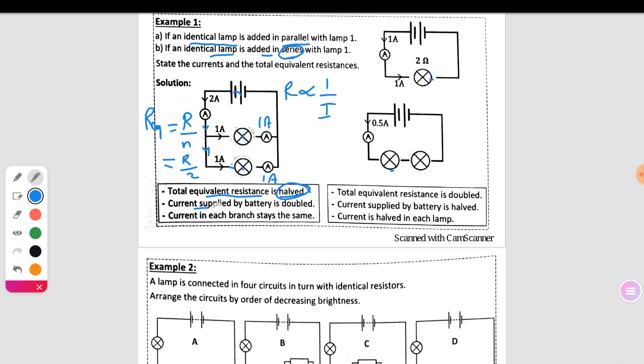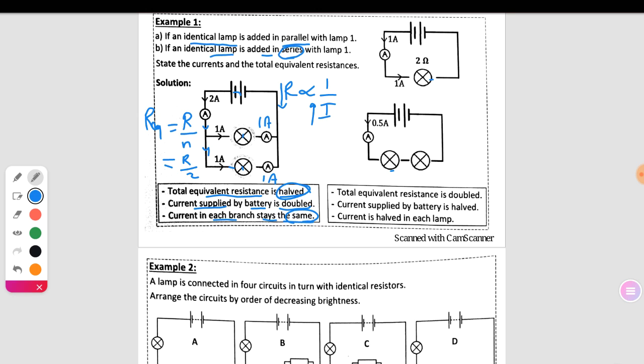The current supplied by the battery is doubled. Current increases because resistance decreases. Resistance decreases to its half value, so the current increases to double. The current in each branch stays the same, it doesn't change.